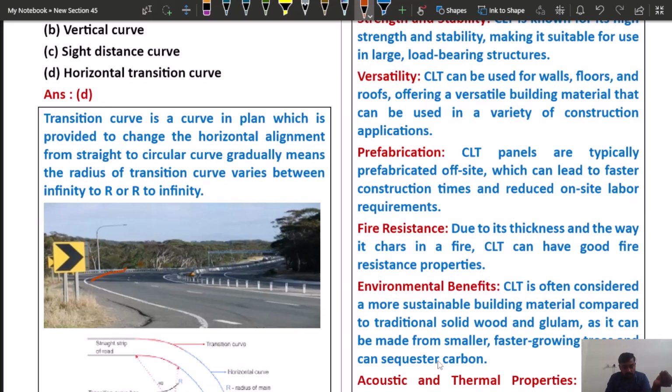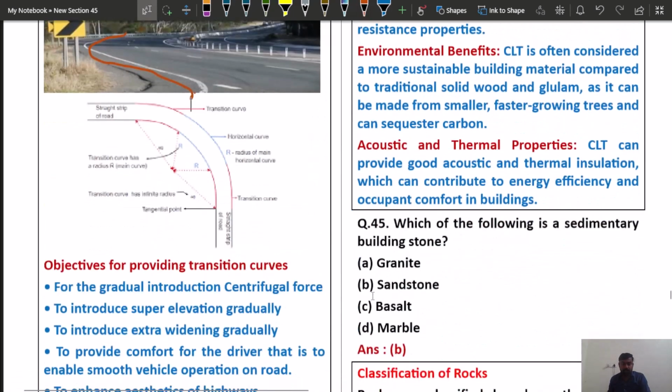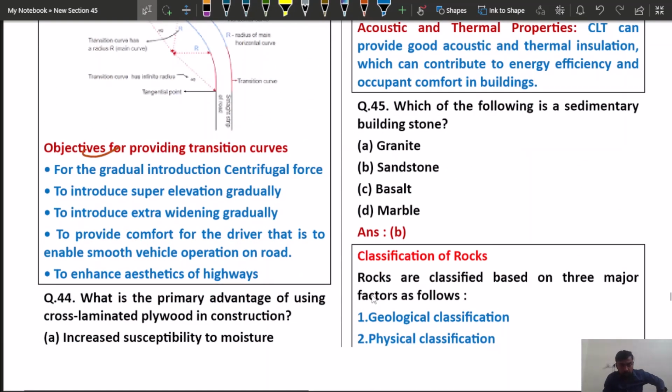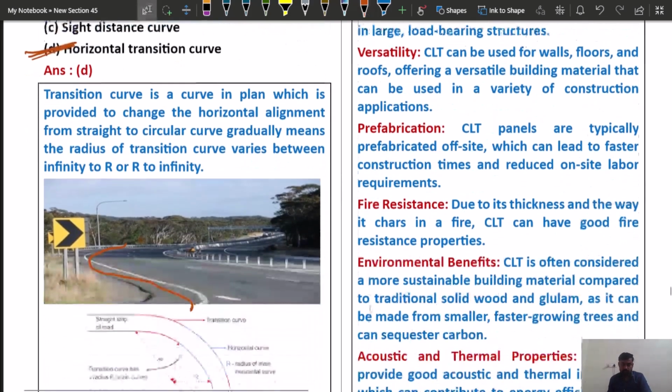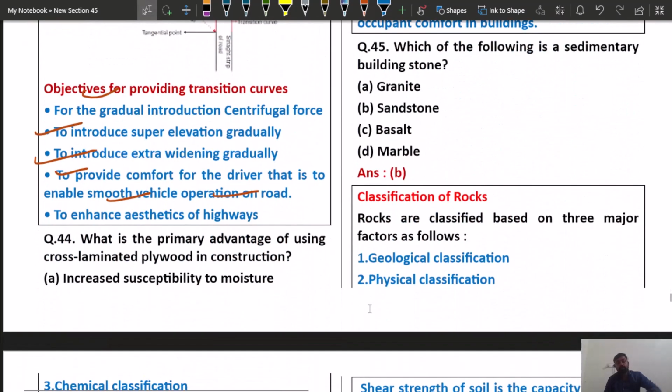This is a transition. Why do we provide this transition? This transition is provided for gradual introduction of centrifugal force, to introduce super elevation gradually, to introduce extra widening, to provide comfort for the driver, that is to enable smooth vehicle operation on the road, and to enhance the aesthetics of highways. So this is provided for ensuring smooth vehicle transition on the road. So the correct option will be horizontal transition curve. Now proceeding to the next question. What is the primary advantage of using cross-laminated plywood in construction?